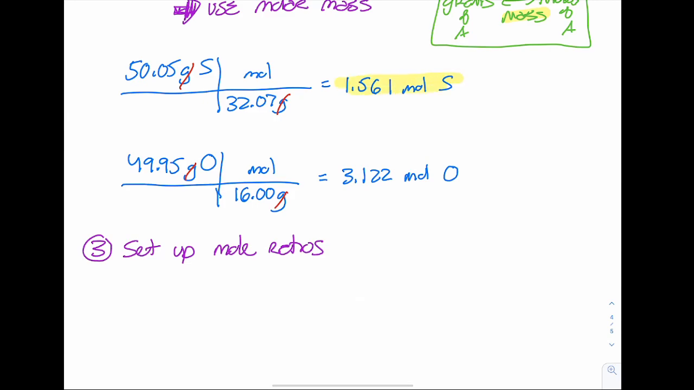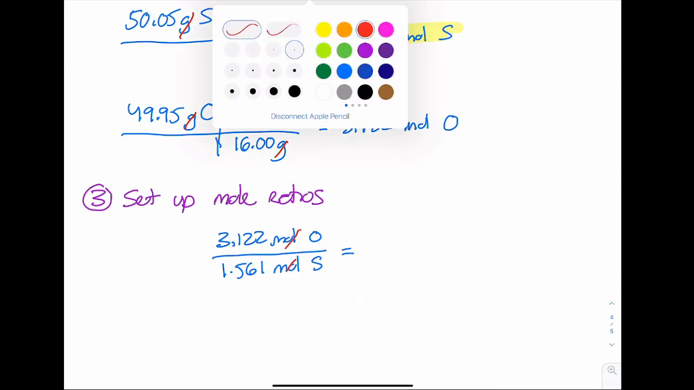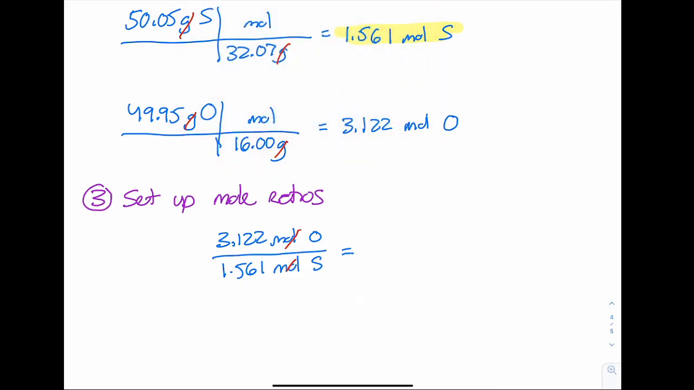my moles of sulfur is smaller than my moles of oxygen, right? I have 1.561 versus 3.122. So I'm going to put the bigger one on top. So 3.122 moles of oxygen for every 1.561 moles of sulfur. So moles are going to cancel. And I'm going to be left with just the number of oxygen atoms, essentially how much oxygen per sulfur do I have. Again, always put the bigger one on top, right?